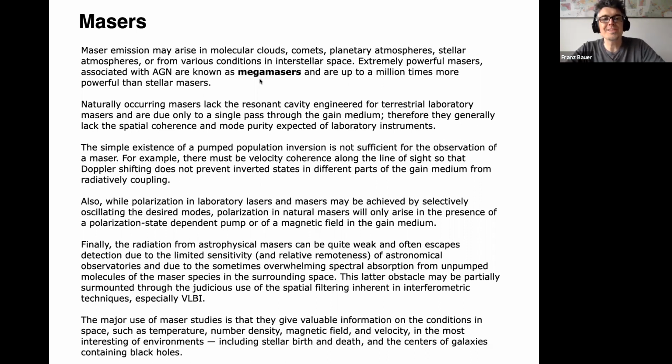The difference between astrophysical masers and laboratory masers is that you don't set up a cavity for the maser, right? In the astrophysical situation, you don't have this cavity. And so typically what happens is you only have a single pass through the medium where you're able to amplify the signal. So you have to have these very particular lines of sight.